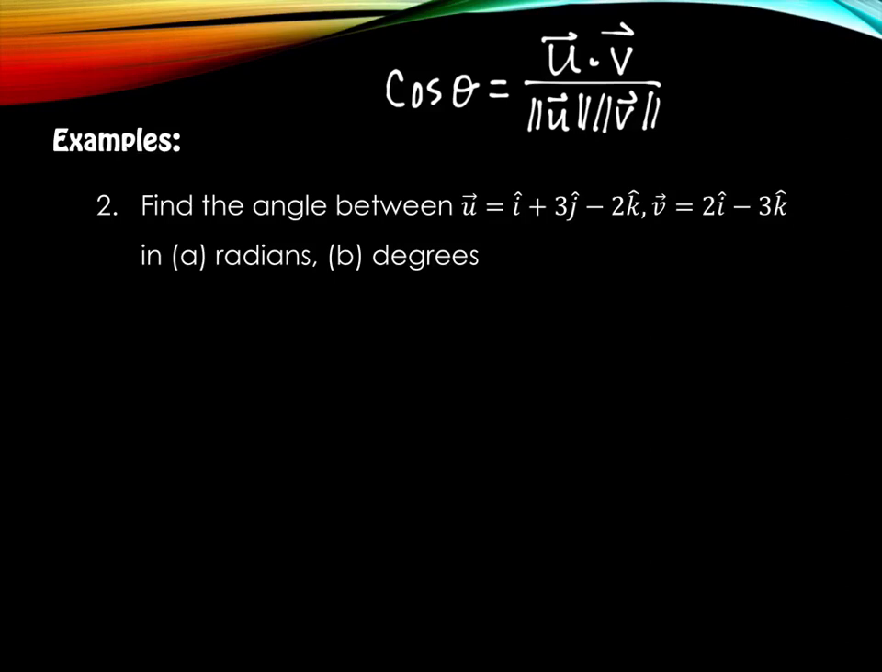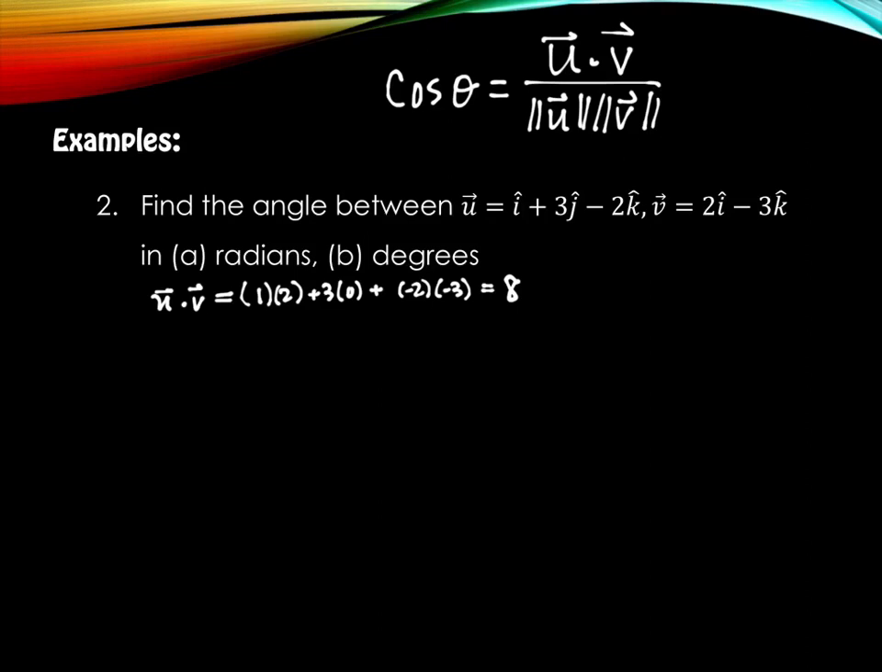All right, so u dot v will be first. So I have 1 times 2 plus 3 times 0 plus negative 2 times negative 3. What does that give us? 8. Is that okay for everybody?